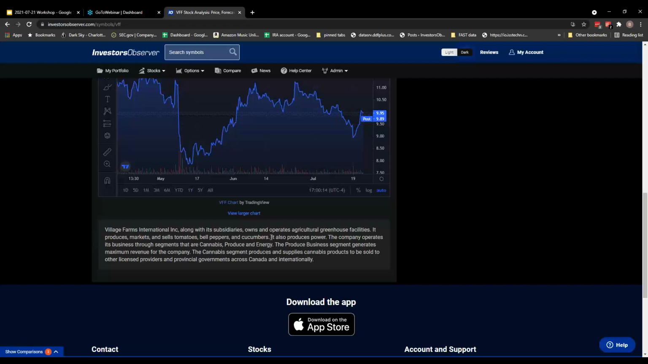Something like this is interesting because this company just seems to do a lot of stuff, right? They've got greenhouses for vegetables. It produces power through means that are uncertain based on looking at this. And then also cannabis.